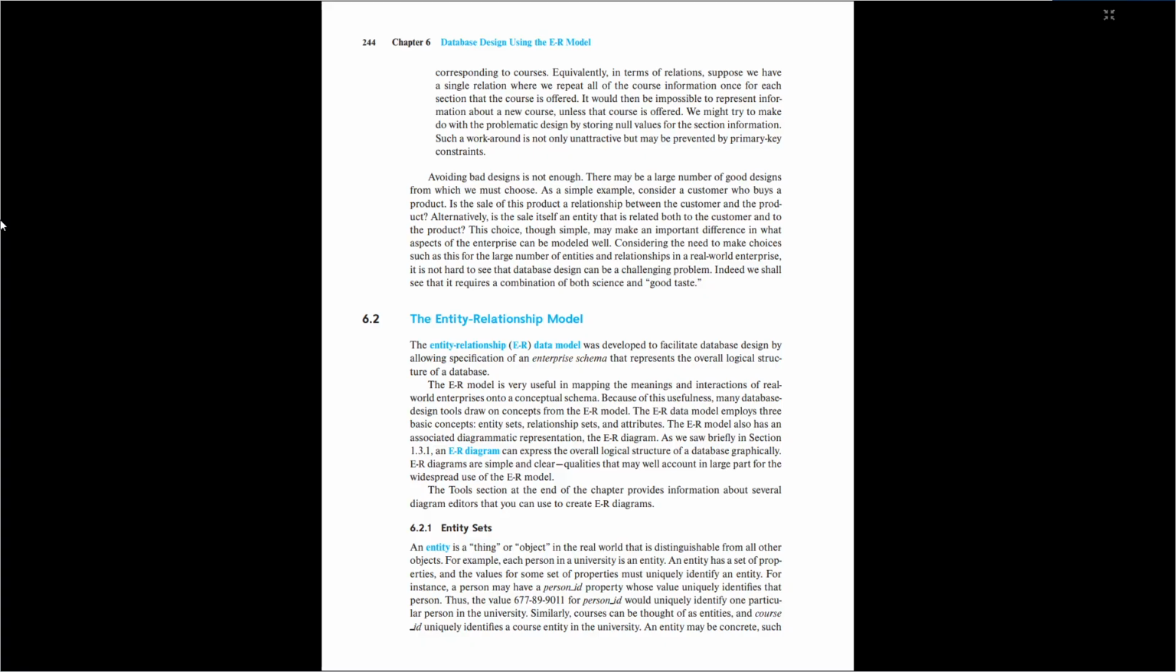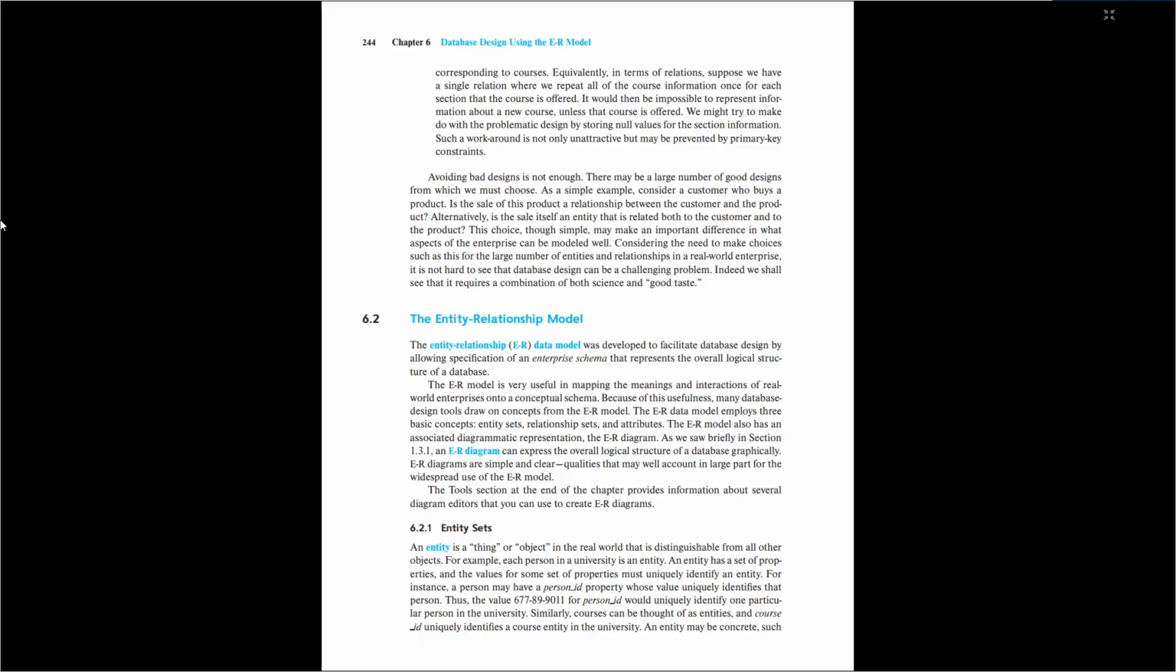As a simple example, consider a customer who buys a product. Is the sale of this product a relationship between the customer and the product? Alternatively, is the sale itself an entity that is related both to the customer and to the product? This choice, though simple, may make an important difference in what aspects of the enterprise can be modeled well. Considering the need to make choices such as this for the large number of entities and relationships in a real-world enterprise, it is not hard to see that database design can be a challenging problem. Indeed, we shall see that it requires a combination of both science and good taste.